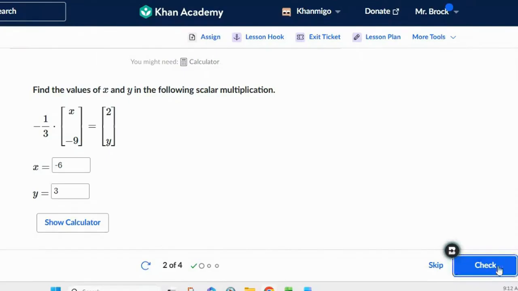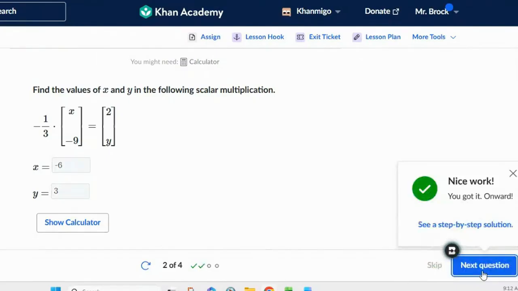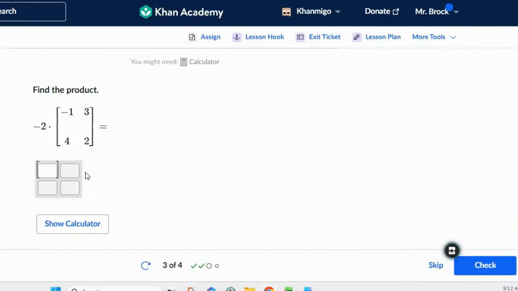All right, check. There's 2. Find the product. Oh, great. This is just multiplying -2. -2 times -1 is a +2. -2 times 3 is a -6. -2 times 4 is a -8 and a -4.